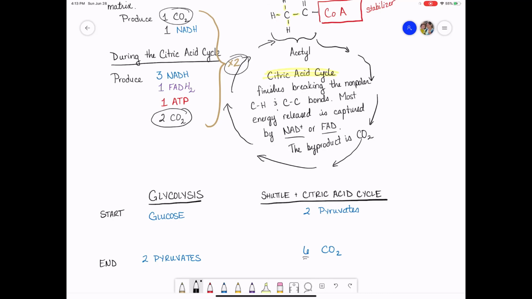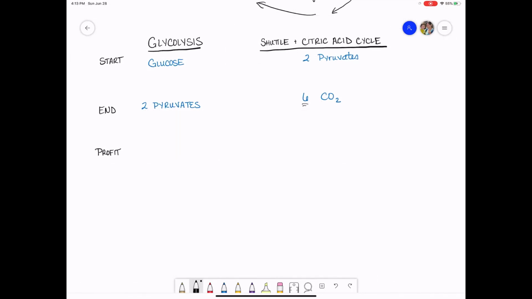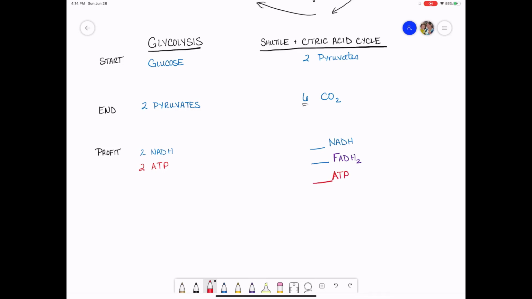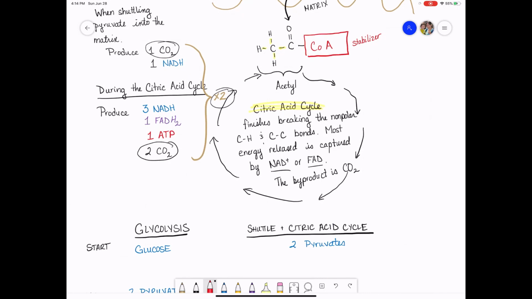Okay, what did we get out of this? Well, in glycolysis, we get 2 NADH and 2 ATP. We already covered that. Now, what about the citric acid cycle and the shuttle step? I want you to try this on your own. So I'm going to leave blank lines there, and then I'm going to take you back up to that picture, and I want you to count. Count everything up and then remember to double it, and you'll have your answer.